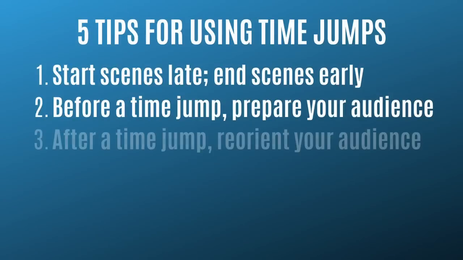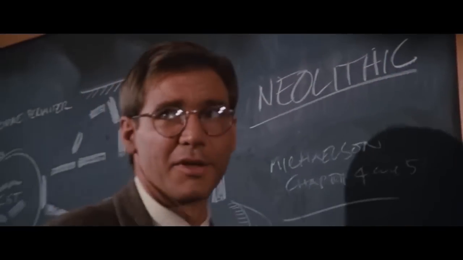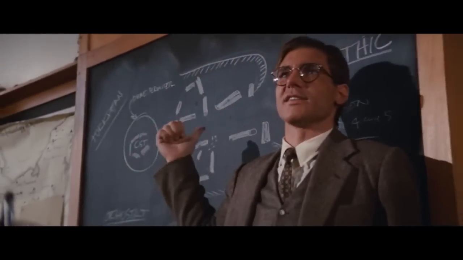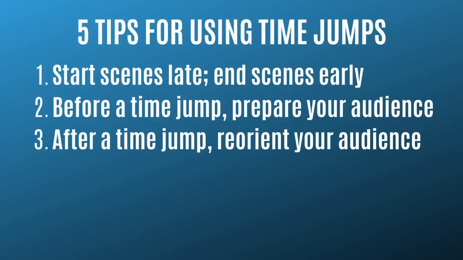Tip number 3, after a time jump, reorient your audience. And I already mentioned this with the classroom example. When you're reorienting, you want to establish a new location. You want to establish the time of day, what your character is doing, what they're wearing, and so on and so on. Tip number 4, get creative with your time jumps.